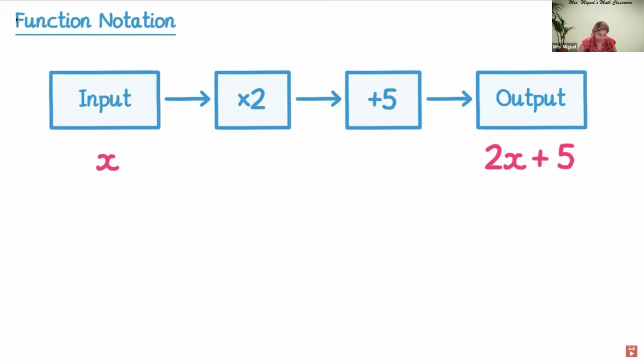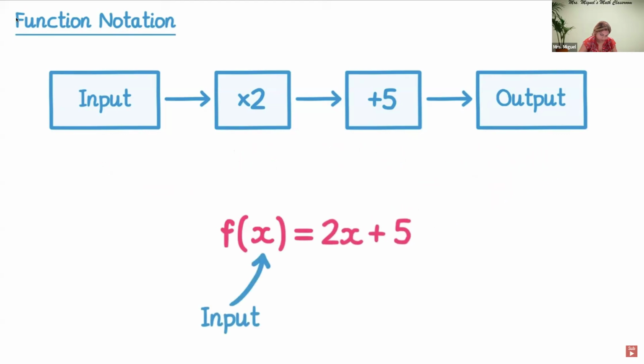This could be written down instead using function notation. We would first of all write f and then some brackets. Inside the brackets we'd place our input, which is x. On the right hand side we'd write 2x plus 5 because that's the output. This is how you would write down this function machine using function notation.